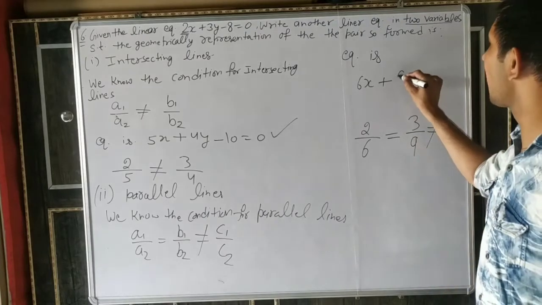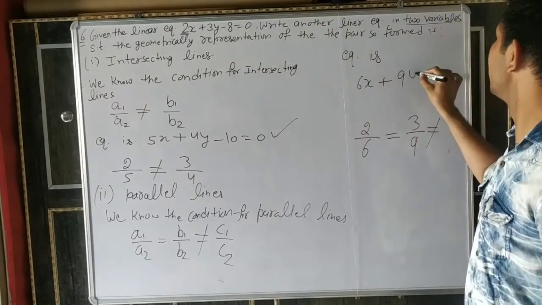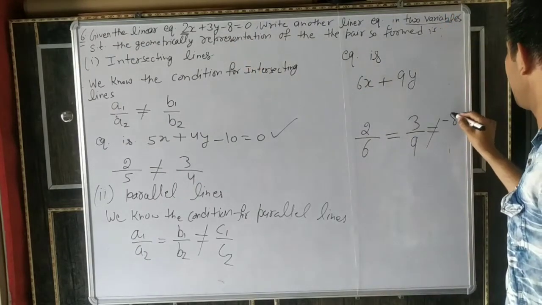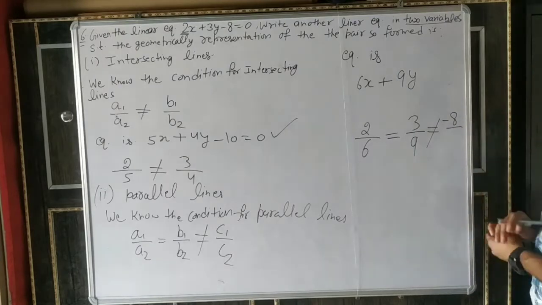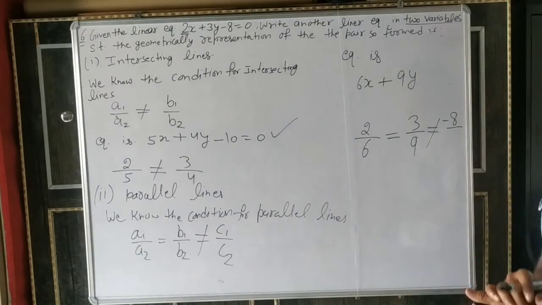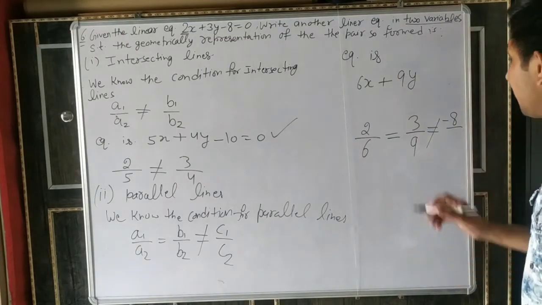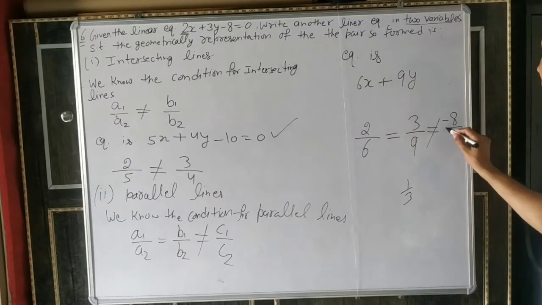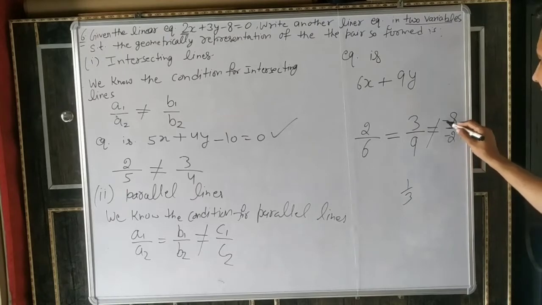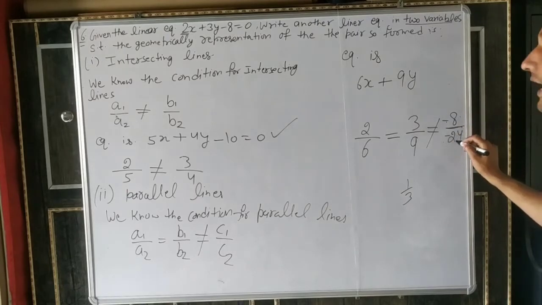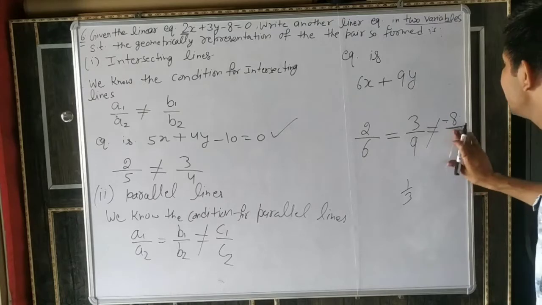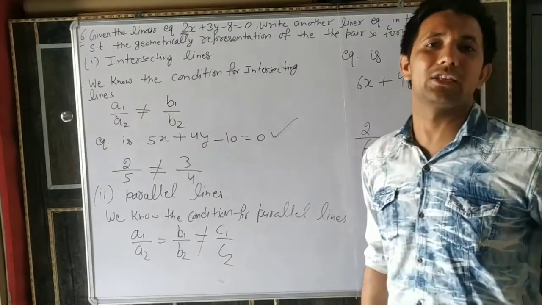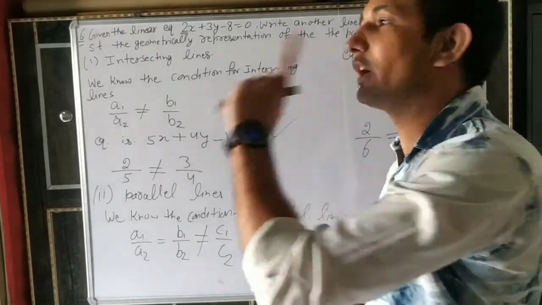Now 9y, and what is C1? Minus 8. So we cannot take only one number, because what is the ratio? 3 by 9, and 3 by 9 means 1 by 3. So what should the ratio be? Negative, negative, positive. 8 1s are 8, 8 3s are 24. Again it becomes 1 by 3. So minus 24 we cannot take. Except minus 24, you can take any number.